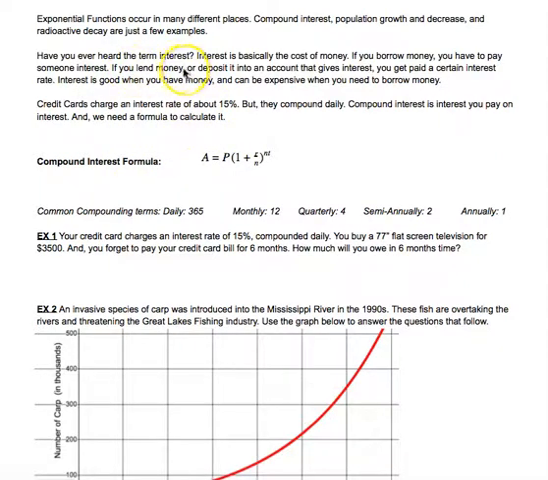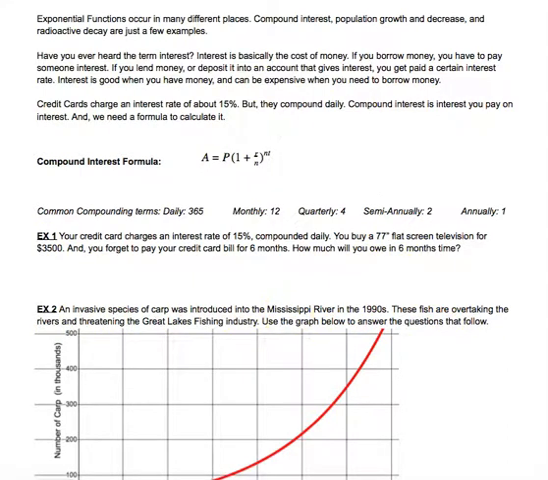If you lend money or deposit money into an account that gives interest, you're going to get paid that amount. So interest is good when you have money. If you're earning interest, that's good. If you are the borrower, not so good for the interest because it can be really expensive if you're borrowing more than you can afford.